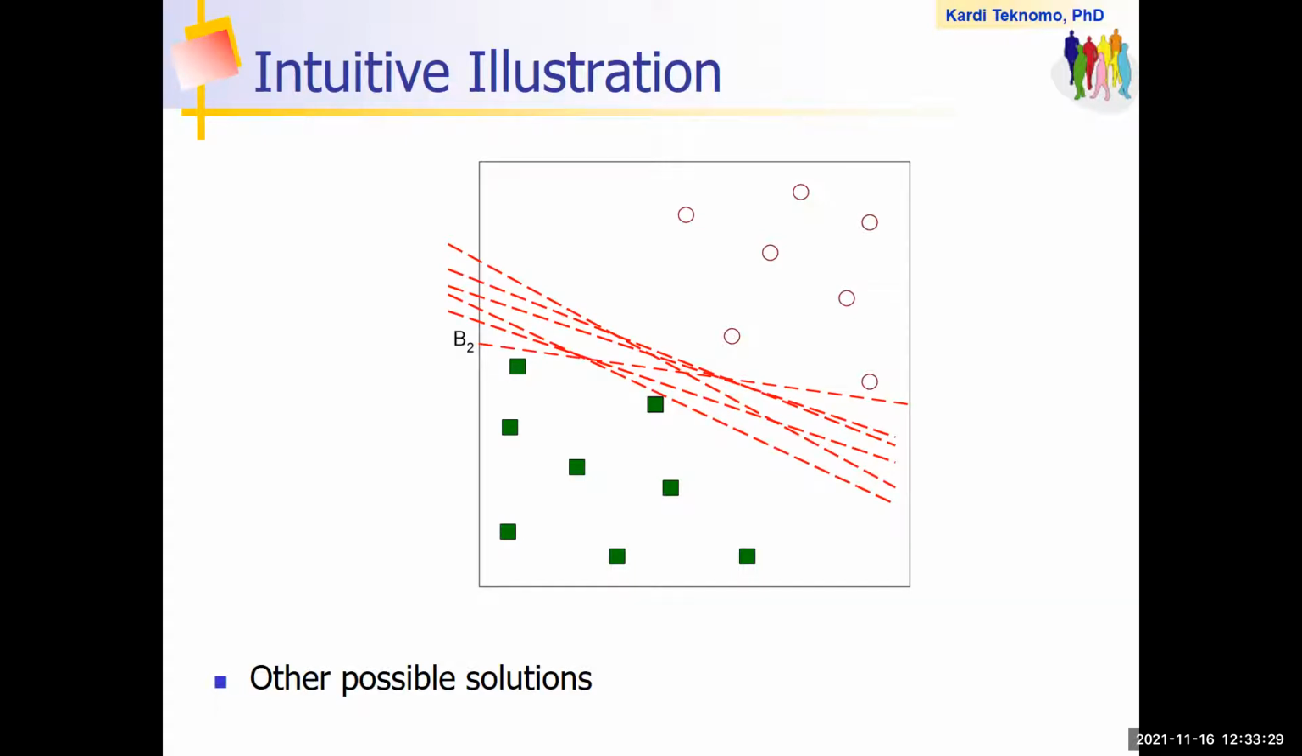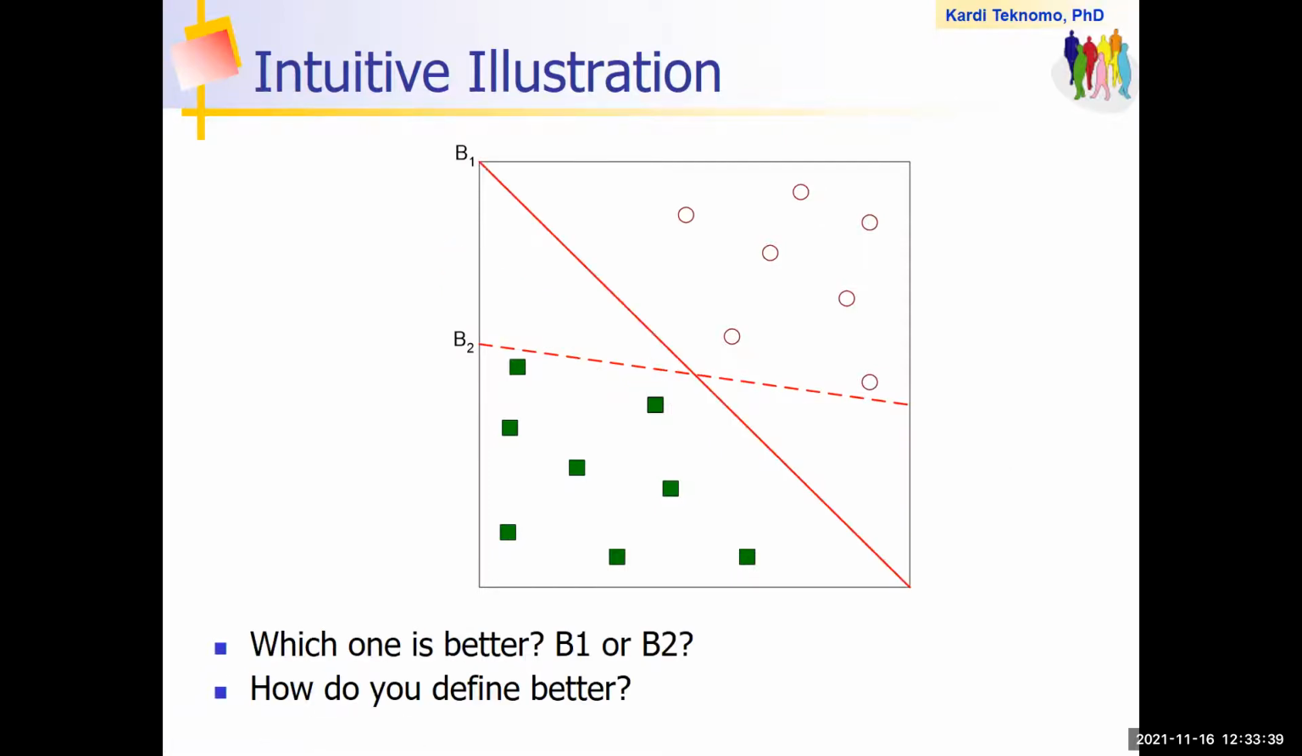Okay. I know this data is linearly separable, okay? Meaning that you can separate with a line. But my question is, which line is the best? Right? So now, question to you. Which one is better, B1 or B2? The one in straight line red or the dashed line red?